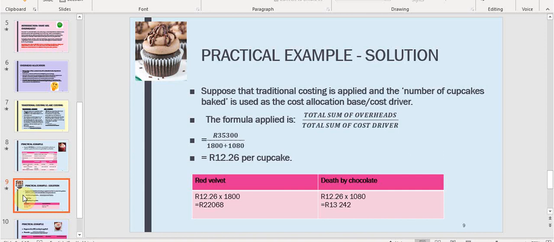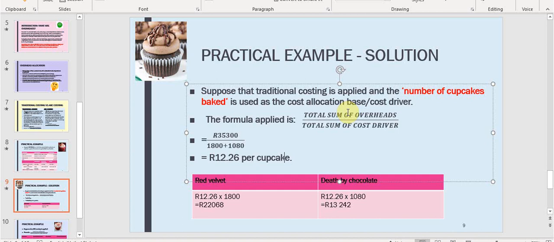So in the first practical example, the required part asks you, suppose that traditional costing is applied and the number of cupcakes baked is the cost allocation basis or the cost driver. So we are doing traditional costing, and we will use a single cost driver, and that single cost driver is the number of cupcakes baked. So here I am going to again apply the formula. It is the total sum of the overheads divided by the total sum of the cost driver.